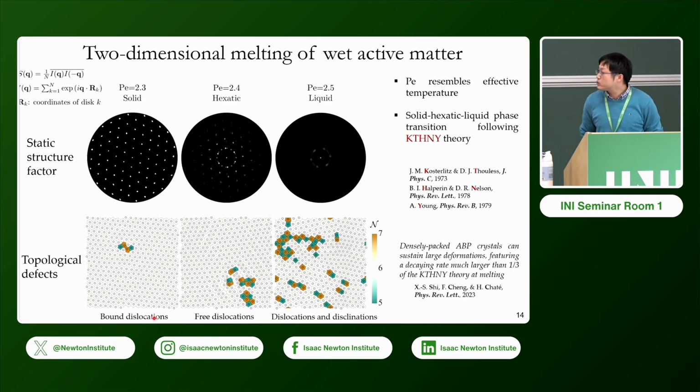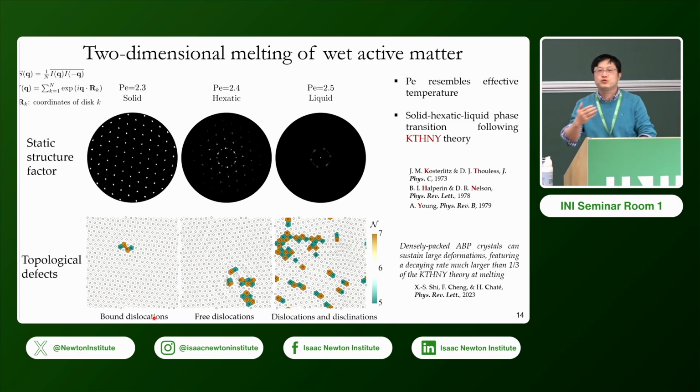Something worth mentioning is that although several previous active matter studies all find that their melting scenario follows the KTHNY theory, a very recent work published in PRL mentions that they found something very different: that densely packed ABP crystals can sustain very large deformation, and hence the decaying rate of this translational autocorrelation function can be much larger than the original prediction of 1/3.